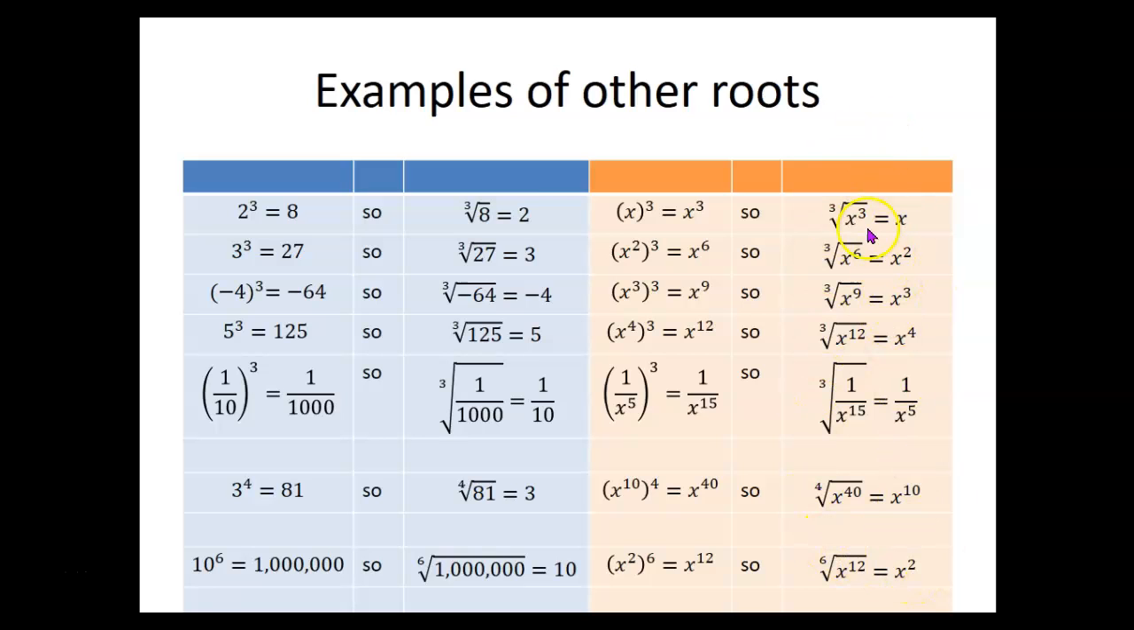Now notice the pattern going on here. In an expression like the cube root of x to the 12th is x to the fourth, or the fourth root of x to the 40th power is x to the 10th, or the sixth root of x to the 12th is x to the second. Do you see what's going on? When you take this power and divide by the index of the radical, you get the power on the result. Like this is x to the 12 divided by 3 power. This is x to the 40 divided by 4 power. This is x to the 12 divided by 6 power.